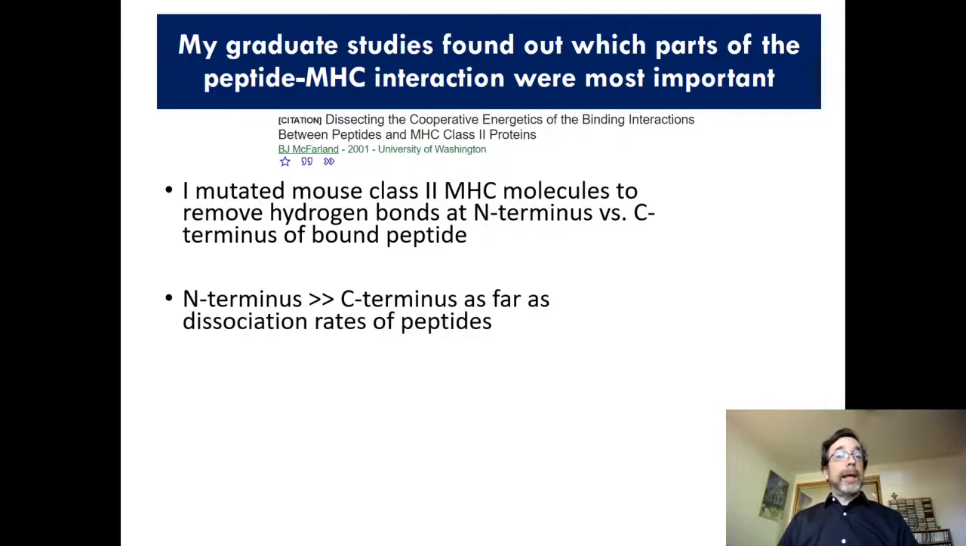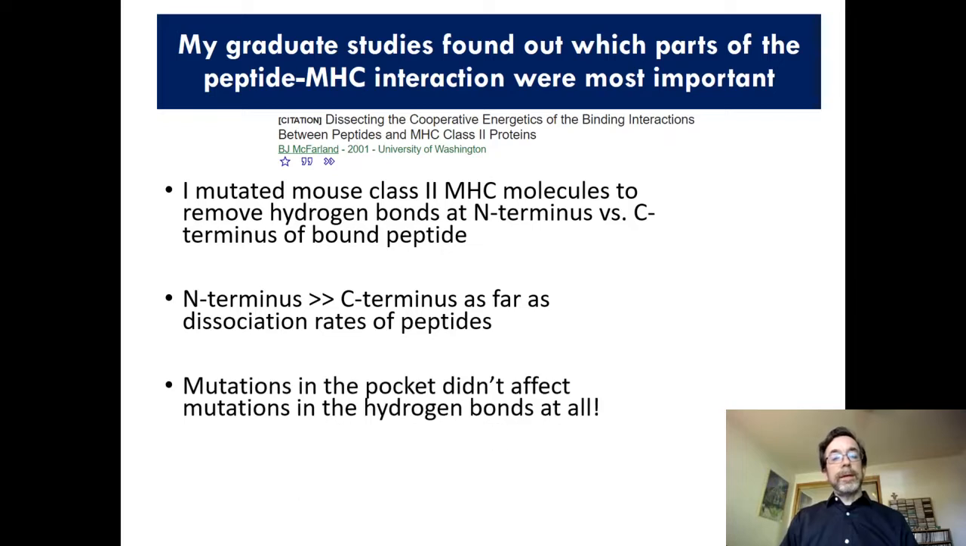And I found out that the N-terminal ones had a much bigger impact. It didn't care that much if we mutated the C-terminal ones. If you mutated one that looked exactly the same at the N-terminus, it had this big effect, like it really mattered. And so we said that the N-terminus looks more important than the C-terminus.